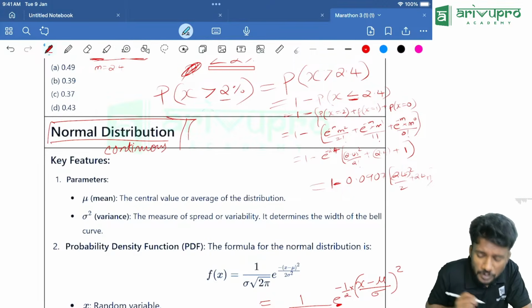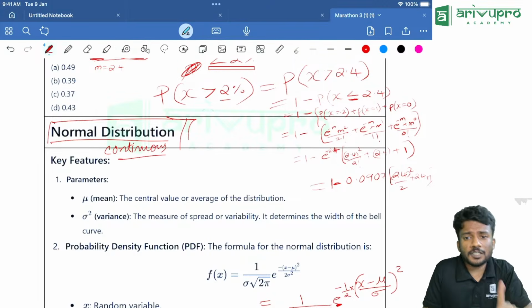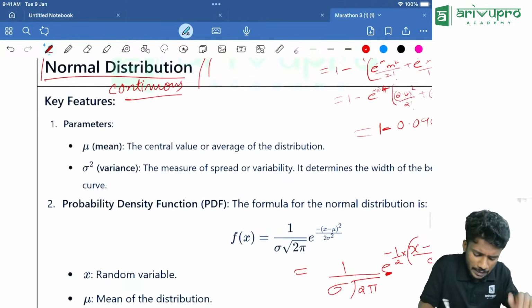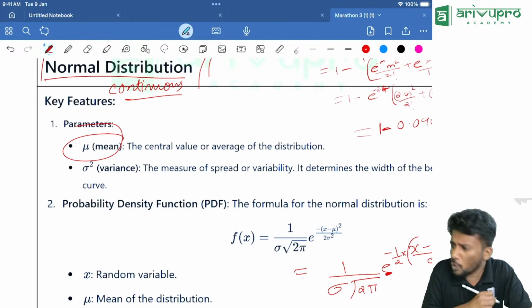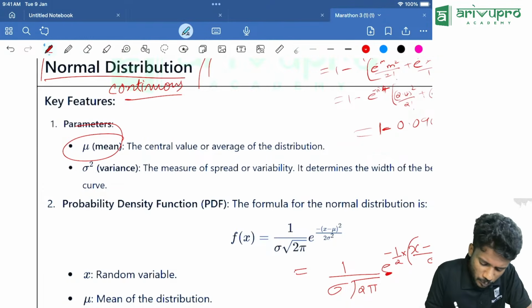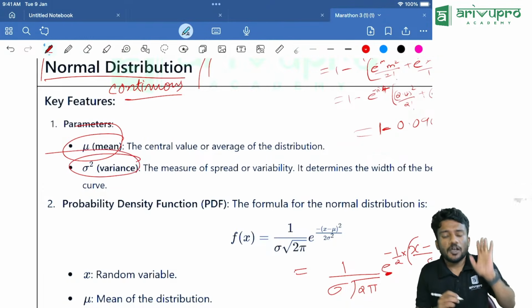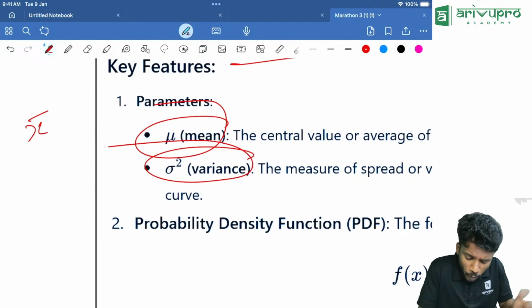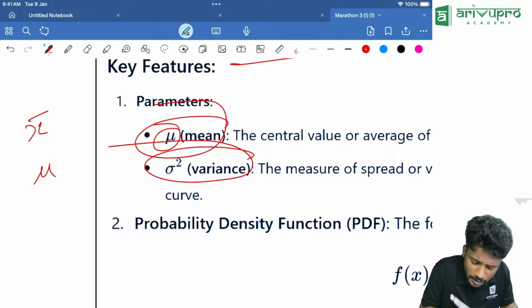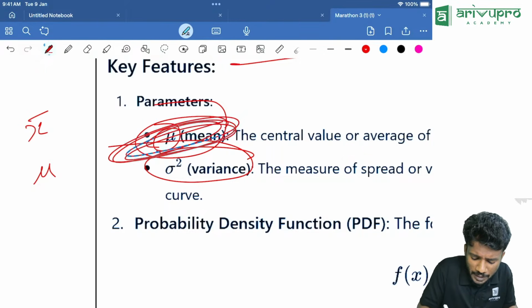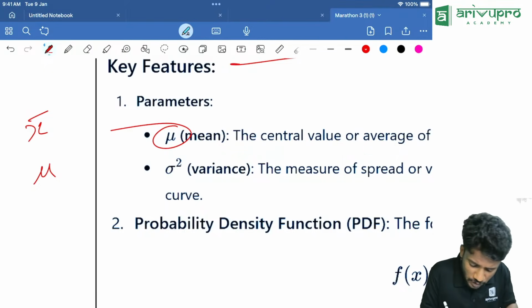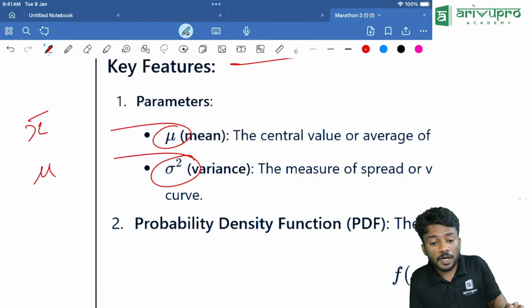Now, normal distribution. What type of distribution is it? It is a continuous distribution. How many parameters are there in normal distribution? We have two parameters. First one is mean, second one is variance. Mean can be represented with x bar or mu. Variance is represented using sigma square.